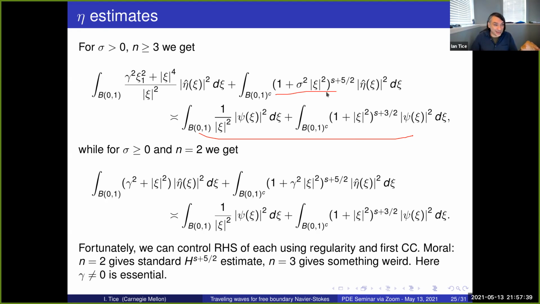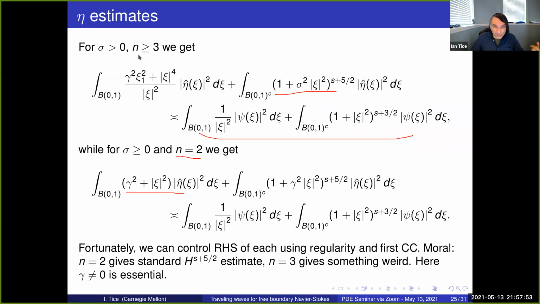This is completely standard Sobolev control. When the dimension is 2, at low frequencies, we also get standard Sobolev control. So we're getting basically a standard H^(s+5/2) estimate when the dimension is 2.